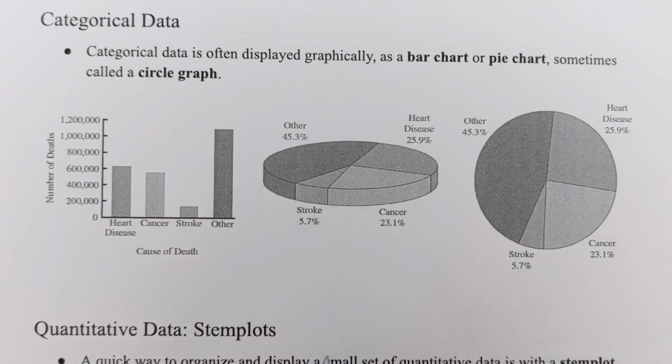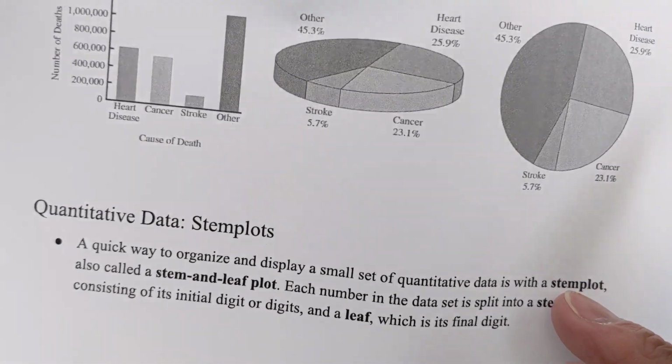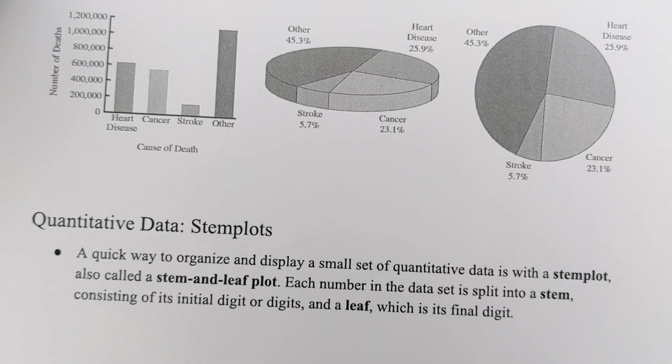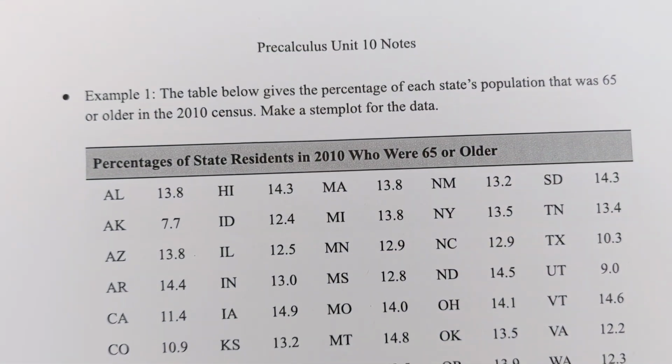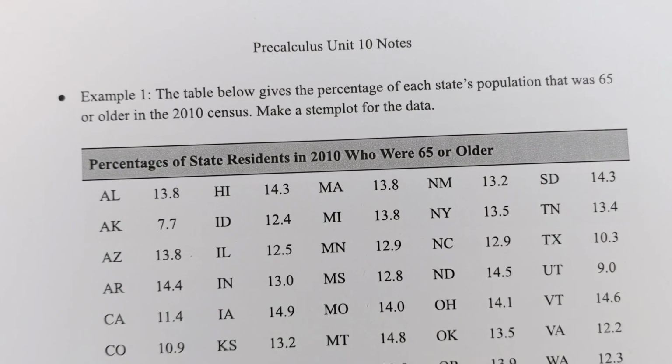All right, so quantitative data. A quick way to organize and display a small set of quantities is with a stem plot, also sometimes called the stem and leaf plot. Each number in the data set is split into a stem, consisting of its initial digit or digits, and a leaf, which is its final digit. So example 1. The table below gives the percentage of each state's population that was 65 or older. Make a stem plot for the data.